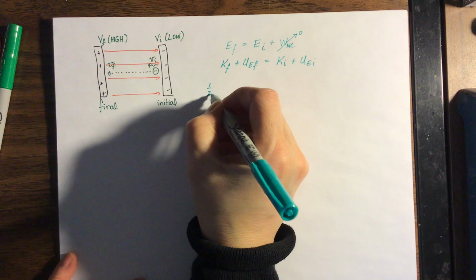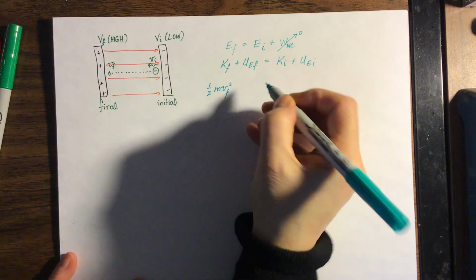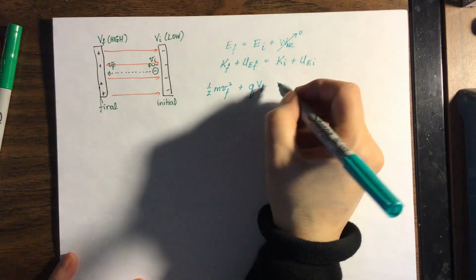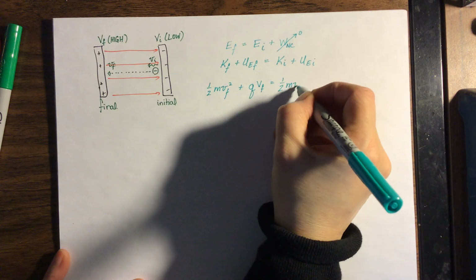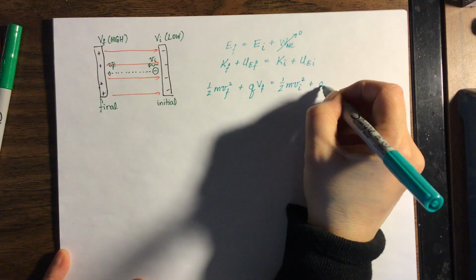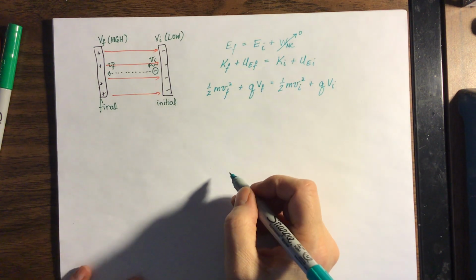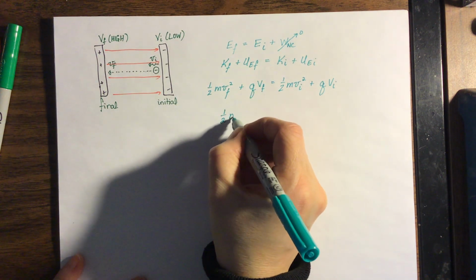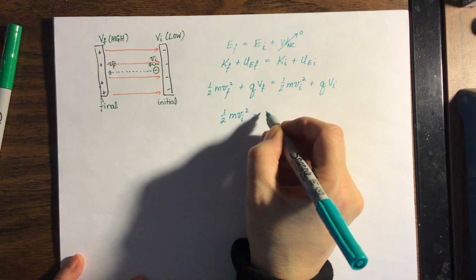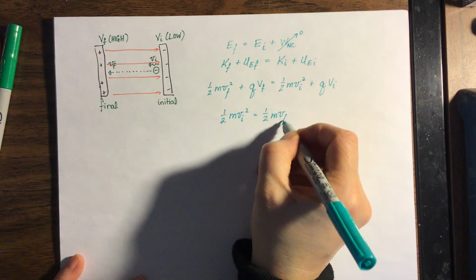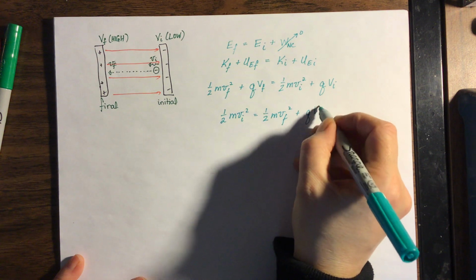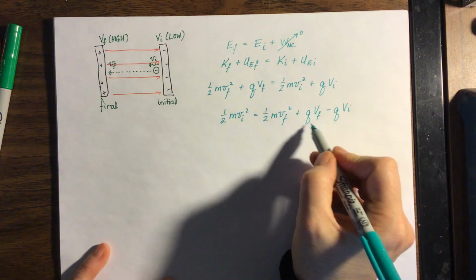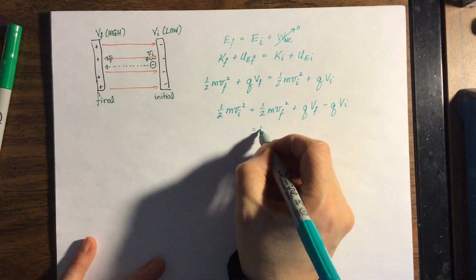Okay, what do we have here? Final kinetic is 1/2 times m times Vf squared. Final potential is the charge on the electron times the final potential, equals initial kinetic, 1/2 m Vi squared, plus the initial potential. We're trying to sort out 1/2 m V initial squared, so 1/2 m V initial squared equals 1/2 m V final squared plus Q times final potential, subtract Q times initial potential. I'm going to work this down a little bit.